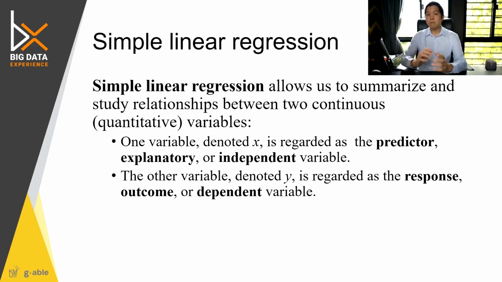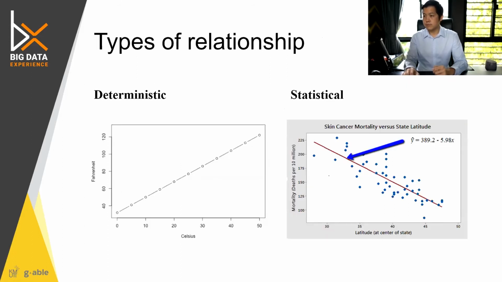So by using simple linear regression, we explain the relationship with just one equation, y equals mx plus b, the linear equation. Okay, when we talk about relationships, you can take a look around you and see different types of relationships. The relationship can be deterministic, like the conversion between Fahrenheit and Celsius, or you can see the relationship in the statistical sense, where the relationship itself contains variations in the data.